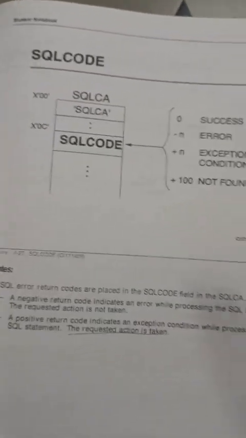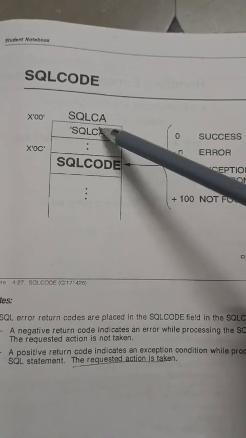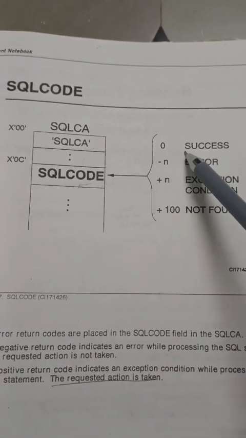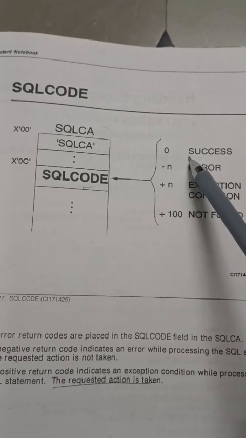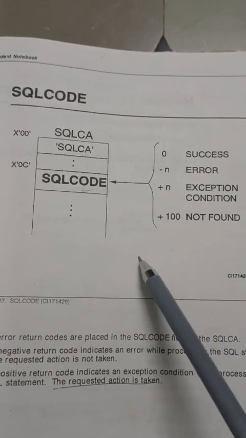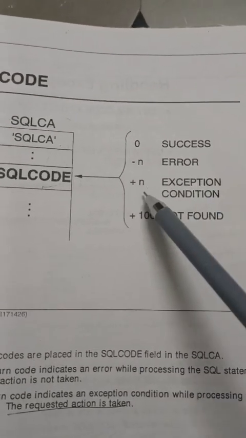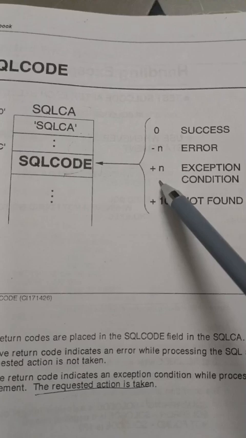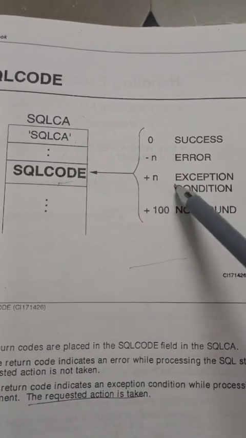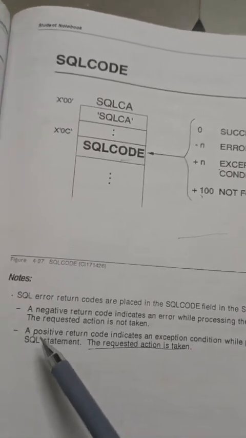This is one of the important questions, guys. What does the SQLCA have? SQLCA contains the SQLCODE also. 0 means the return code is success, and minus n means the SQLCODE has a value less than 0, which is an error. Whatever SQLCODE has a plus number, greater than 0, is an exception condition, and plus 100 is also not found.